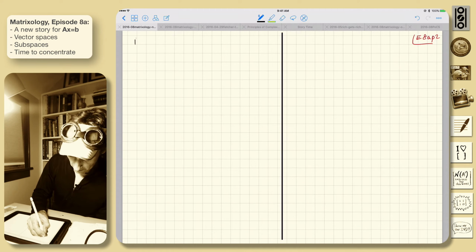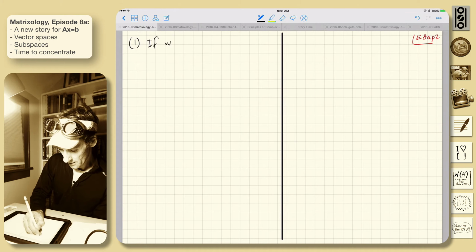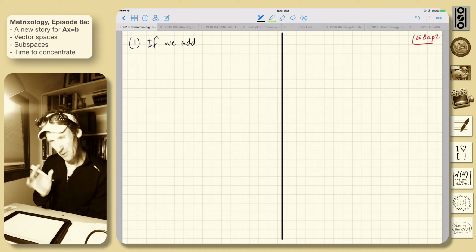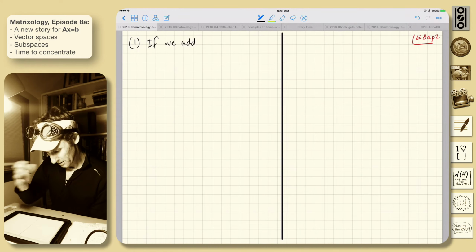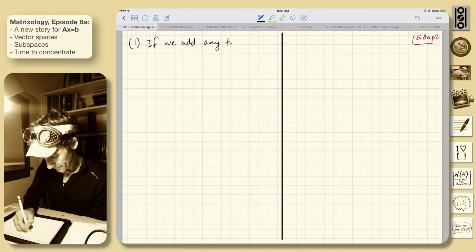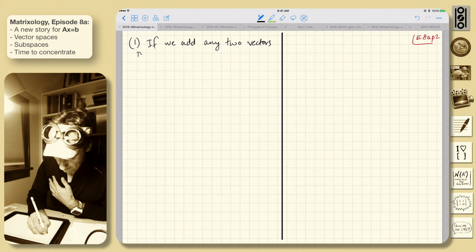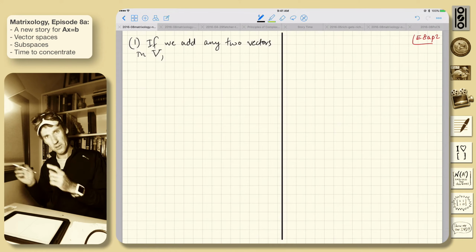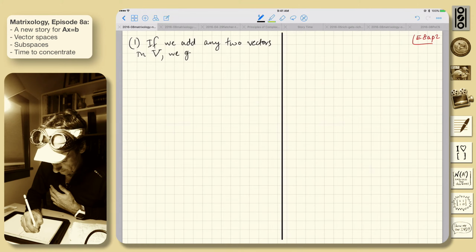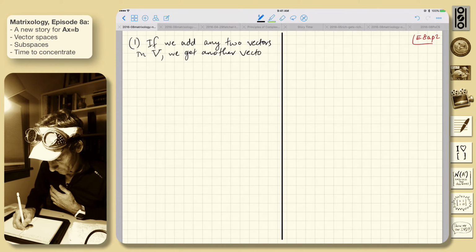Let's see. So this is the formal way we'd write this out, right? We'll have to do a little bit of this, a little bit painful. The subspaces part is the interesting thing here for us. But if we add any 2 vectors in V, we get another vector that's still in V. So that's closed. That's it. You can't escape.